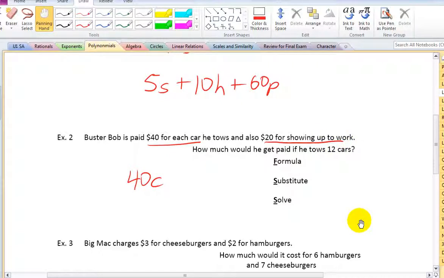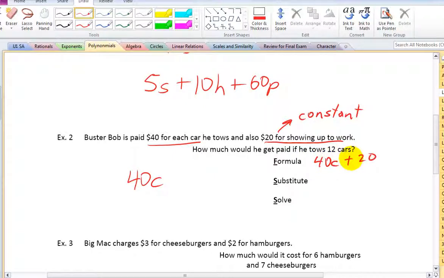If he tows 50 cars, how much does he get paid just for showing up? $20. Just for showing up. Not his total, just for showing up. If he tows 500 cars, how much does he get paid just for showing up? So $20 isn't changing. $20 is constant. Okay? So this here is your constant. This is hard to recognize. When are you seeing a constant? So the formula then is 40C plus 20.